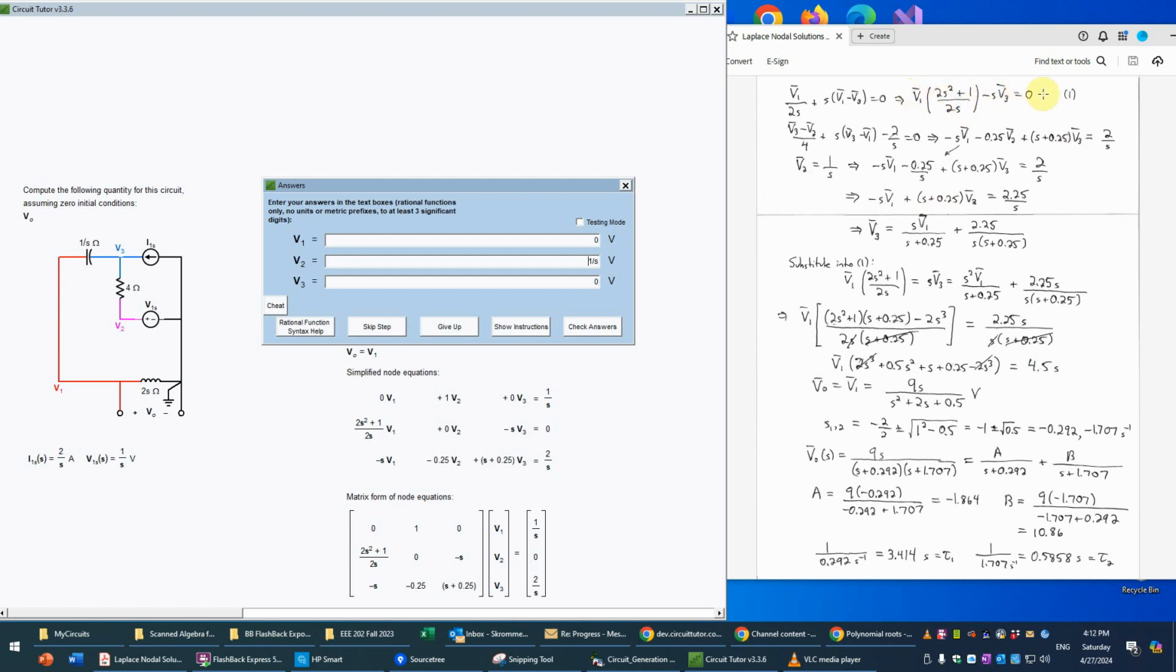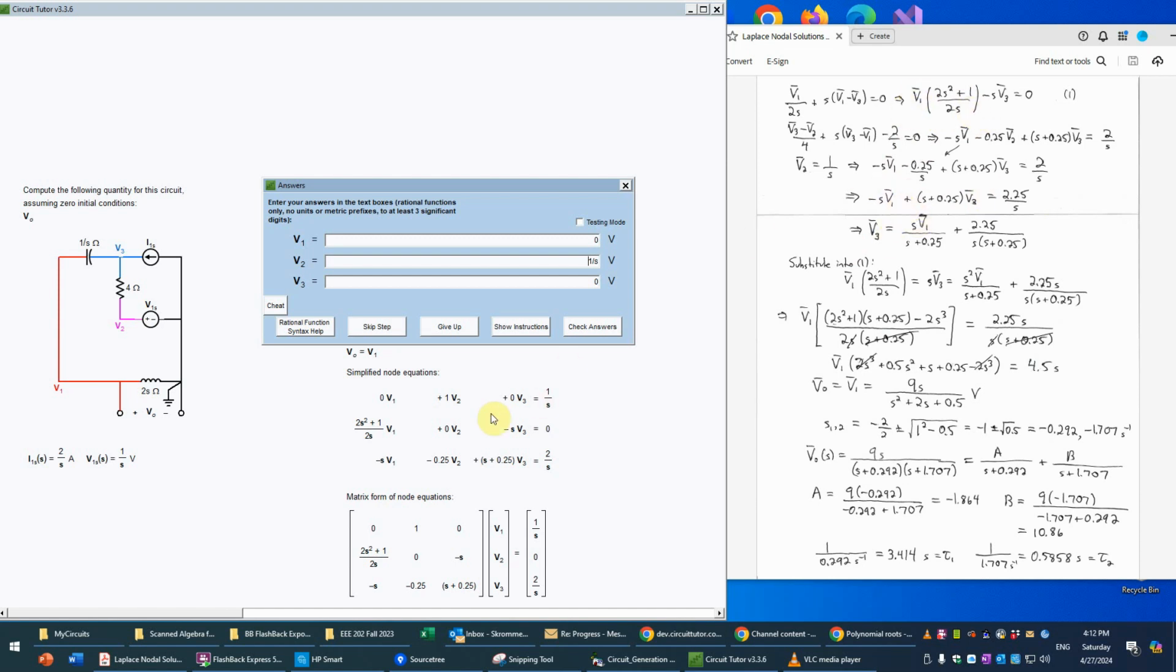Or I could multiply one of the equations of your choice. For example, I could multiply this one by this divided by minus S, so that would be minus 2S squared in the denominator. And basically, after doing that to each term, then I could just add the equations to eliminate V1.